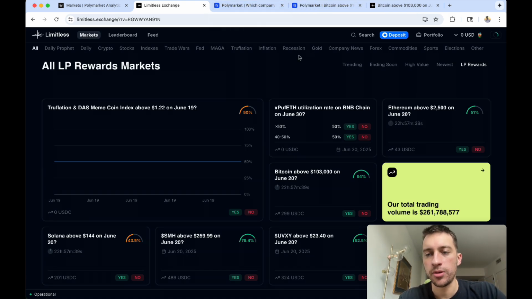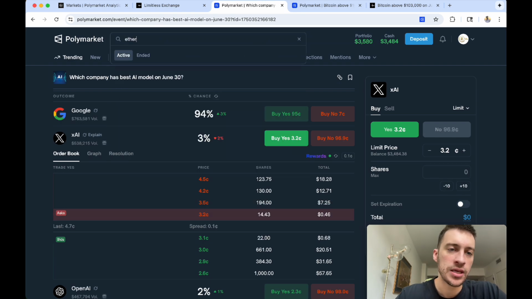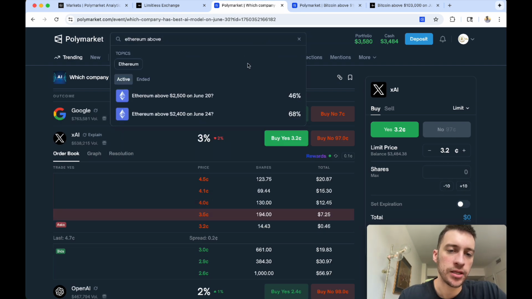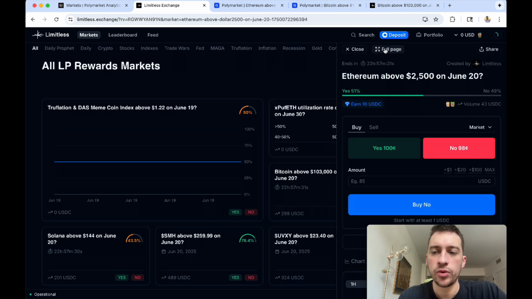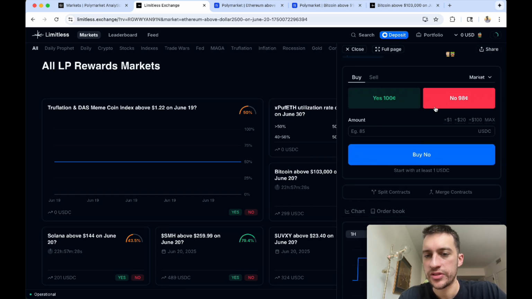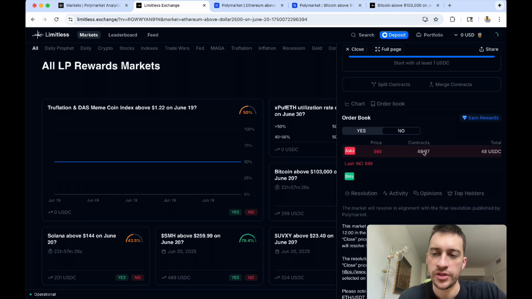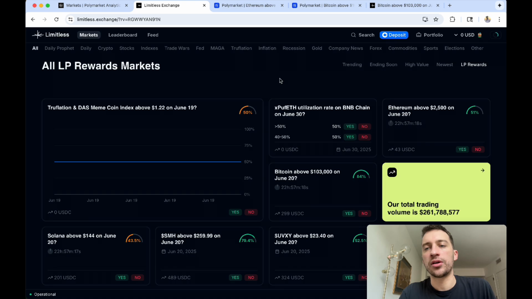Now, if we go to Ethereum above 2.5K on June 20th, I can look up the same thing. Yep, see, it's right here. And it's right here. So how would we trade this? Well, we can't really because it doesn't look like there's any orders, as you can see. But, you know, when the date comes along, we can just snipe this value if we want to. So there isn't a lot of great liquidity here.